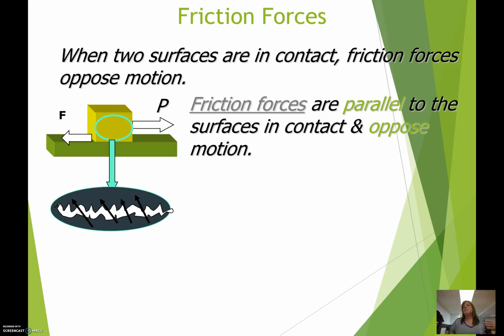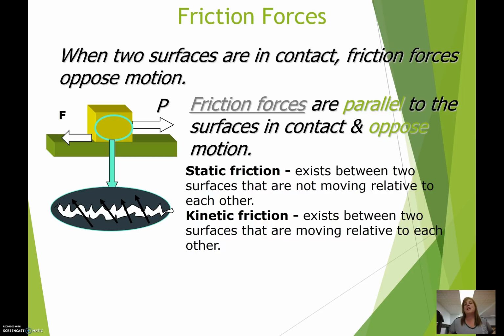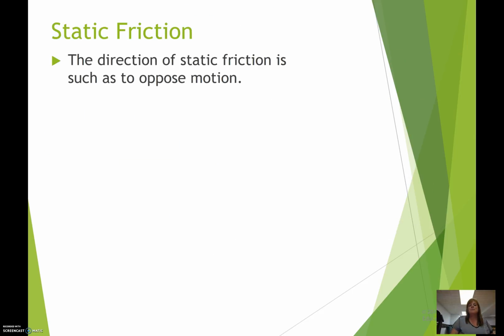Now, like I've said before, frictional forces are parallel to the surface because they're caused at the surface, and they always oppose motion. And there are two types: static friction, which exists when the objects aren't moving. Static means not moving. And kinetic, which occurs when the objects are moving.